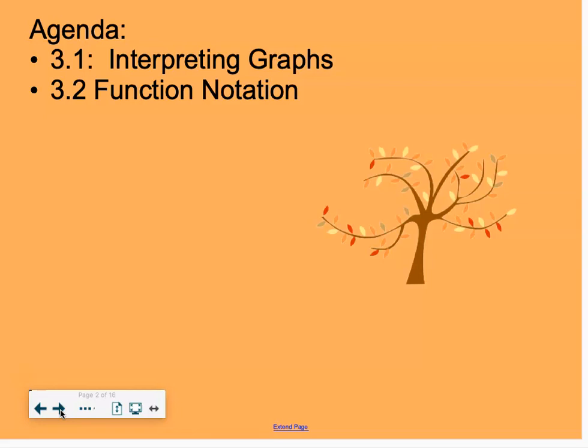Chapter 3 is all about functions. When you finish chapter 3, you should have a fairly decent understanding and knowledge of a good variety of different types of functions. Not all the different types of functions that are out there, but a good number of them. We're going to touch on quite a few different types of functions in this chapter and get you exposed to what they look like and what their graphs look like. So 3.1 and 3.2.